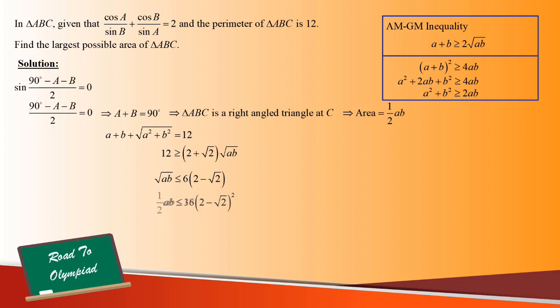And thus, half AB will be less than or equal to 18 times (2 minus square root of 2) squared. This is to say that the area of triangle ABC is less than or equal to 18 times (2 minus square root of 2) squared. And thus, the maximum or the largest possible area for triangle ABC will be 18 times (2 minus square root of 2) squared. And this marks the end of our solution.